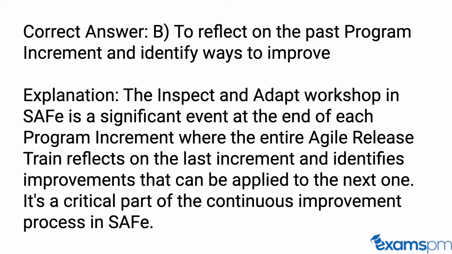Correct answer: B, to reflect on the past program increment and identify ways to improve. Explanation: The Inspect and Adapt workshop in SAFe is a significant event at the end of each program increment where the entire Agile release train reflects on the last increment and identifies improvements that can be applied to the next one. It's a critical part of the continuous improvement process in SAFe.